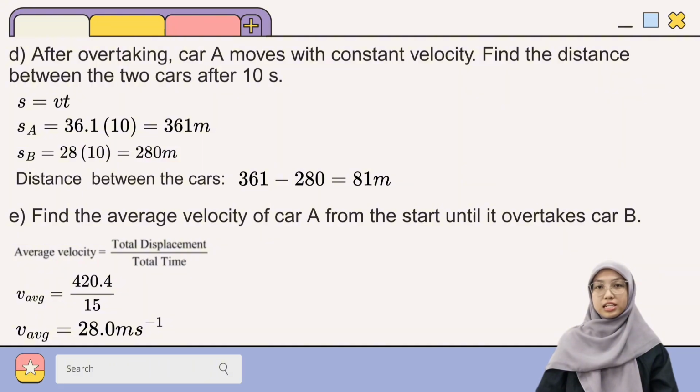Next, we determine the average velocity of car A from the start until the moment it overtakes car B. So we need to use the formula average velocity equals total displacement divided by total time. By taking the total displacement of 420.4 meters and dividing it by the total time of 15 seconds, we find the average velocity is 28 meters per second.